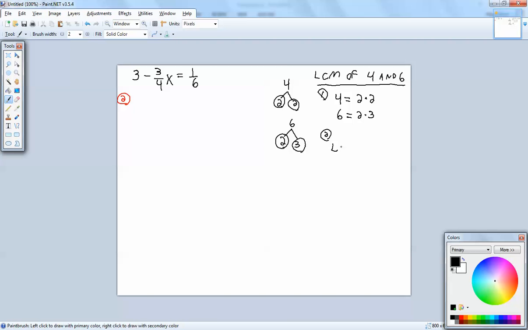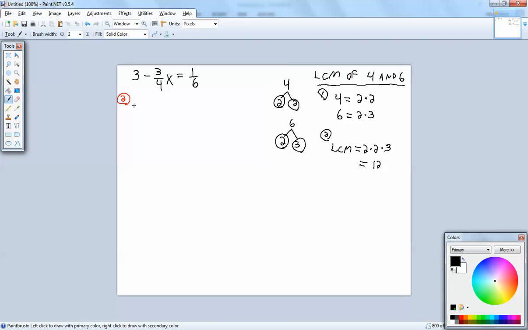So then for our LCM, we take a look at each prime, and I'm looking on the right side of the equals. So I start with a 2. And I'm looking for the greatest number of 2's on a single line. There's 2 here, there's 1 here, so the greatest number of 2's on a single line is 2 of them. Then I go to my next prime, which is 3. And I'm looking for the greatest number of 3's on a single line. There's none here, there's 1 here, so the greatest number of 3's on a single line is 1. 2 times 2 is 4, times 3 is 12.